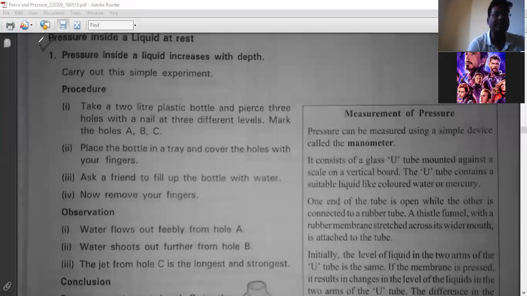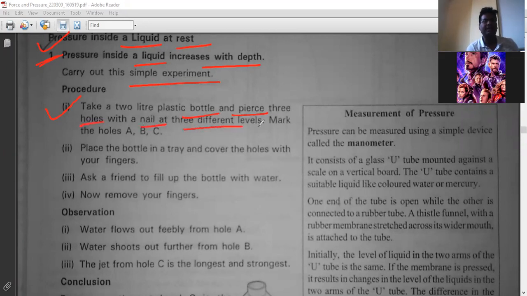Now look at the next point, pressure inside a liquid at rest. Pressure inside a liquid increases with depth. So carry out this simple experiment. Procedure: take a 2 liter plastic bottle and punch 3 holes with a nail at 3 different levels. Mark the holes A, B, C. Place the bottle in a tray. Cover the holes with your finger. Ask a friend to fill up the bottle with water. Now remove your finger. Observation: water flows out feebly from hole A, water shoots out further from hole B, and the jet from hole C is the longest and the strongest, right?